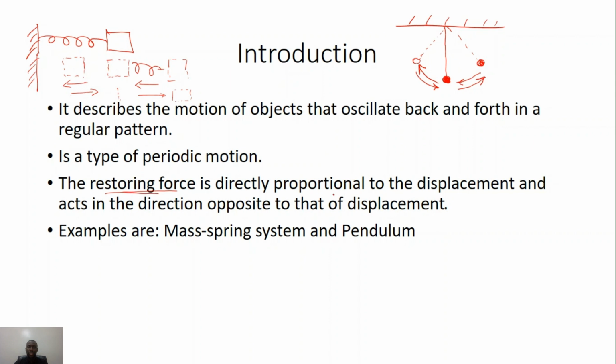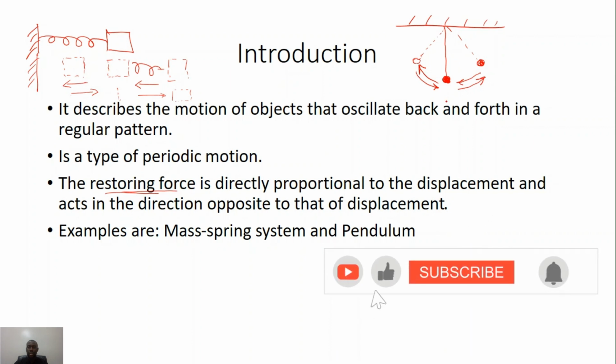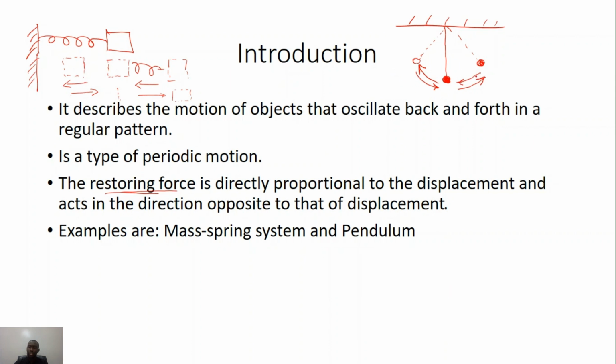The driving force in this kind of motion is what we call the restoring force. The restoring force is directly proportional to the displacement and acts in the direction opposite to that of the displacement. If this body is displaced here, the restoring force tends to keep it back to its equilibrium position. And when it is released, it is that restoring force that forces it back to its neutral position. And the restoring force is usually equal but opposite to the displacing force.